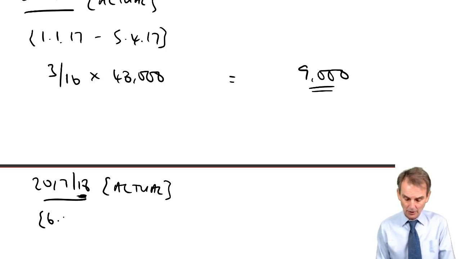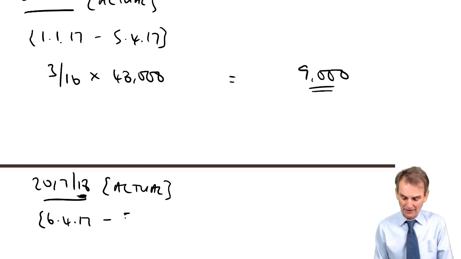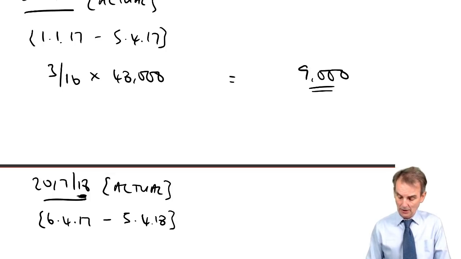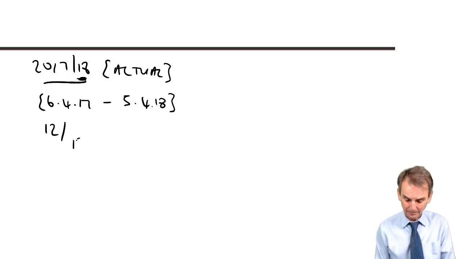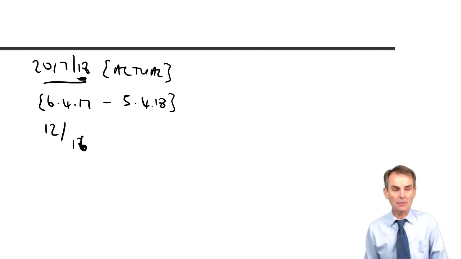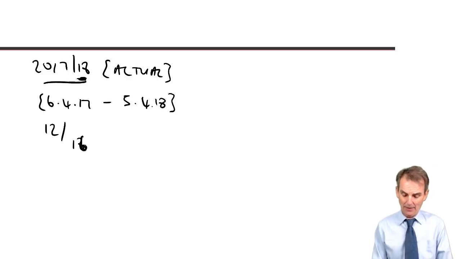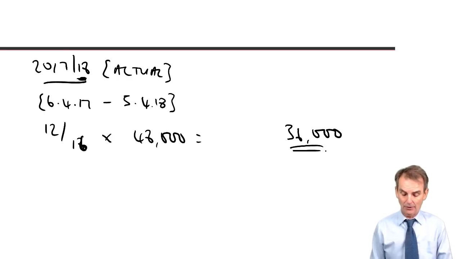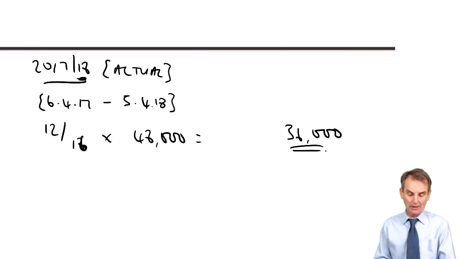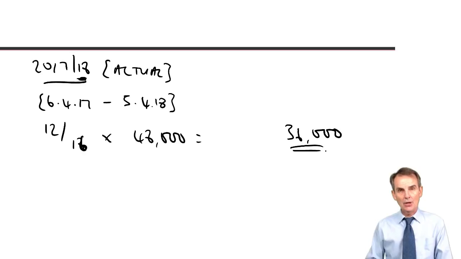What is actual? The start of the tax year, 6th of April 17, through to the end of the tax year, the 5th of April 18. Now that, of course, is 12 months, and it will be 12 months, again taken from the opening 16-month period in which we traded. 12/16 of 48,000 will give you £36,000 as your assessment. Again, on an average basis of £3,000 a month. Right, so there we've got actual.